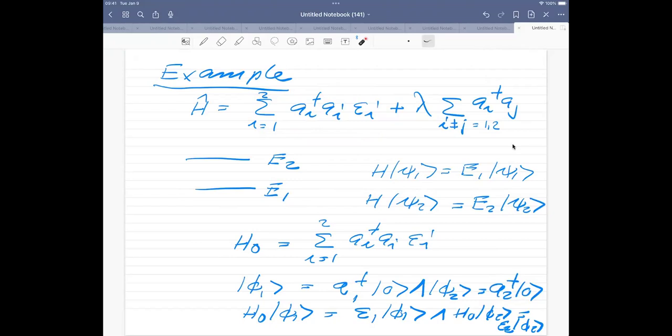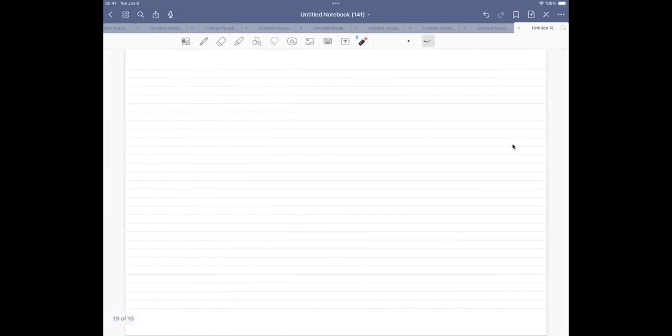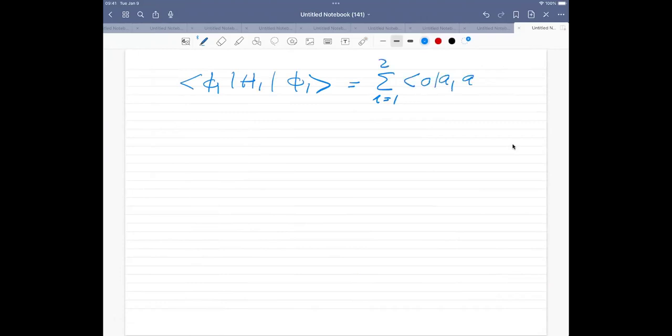So this means that if I'm setting up specific matrix elements for the Hamiltonian matrix, and I look at phi1 with H0 and phi1, where the phi's are the non-interacting solutions, this is simply equal to the sum over i from 1 to 2 of a0, a1, ai, a1 dagger multiplied with epsilon i, and this is simply equal to epsilon 1. No, sorry, H0. This should be H0, sorry.